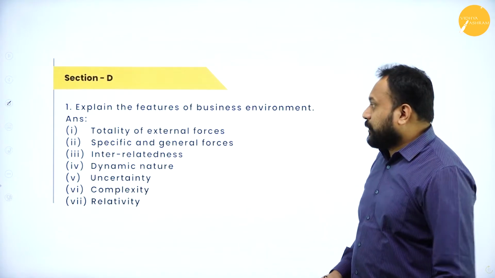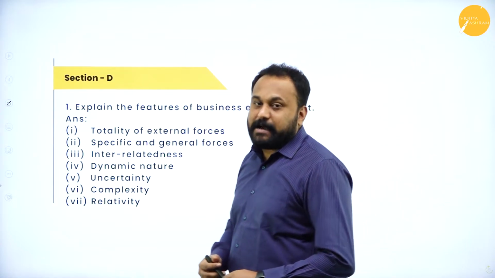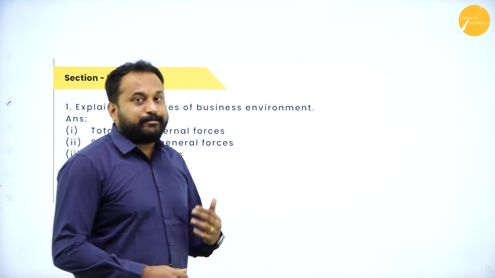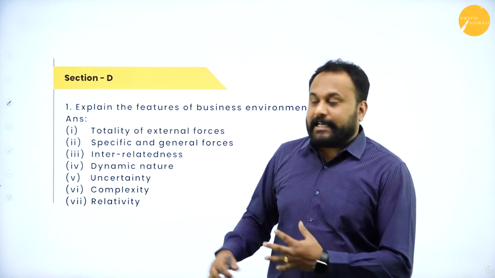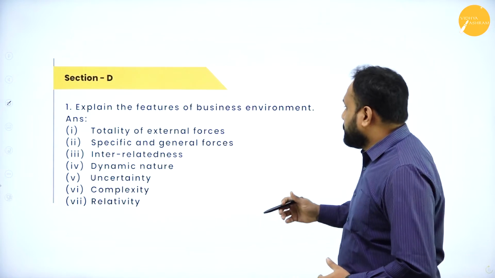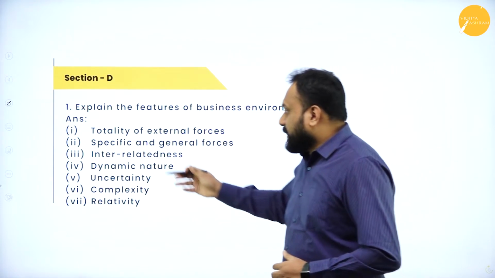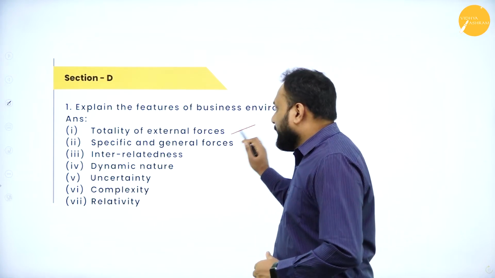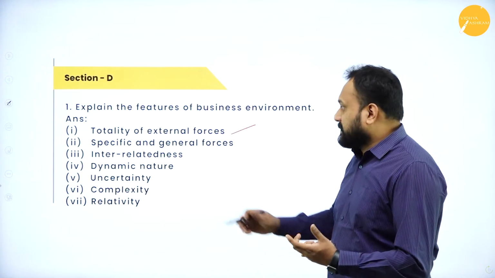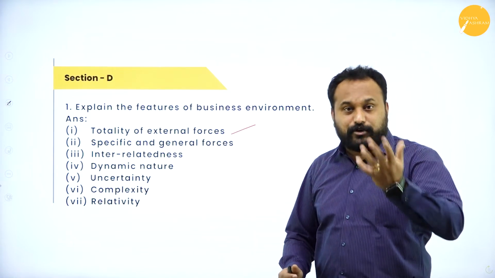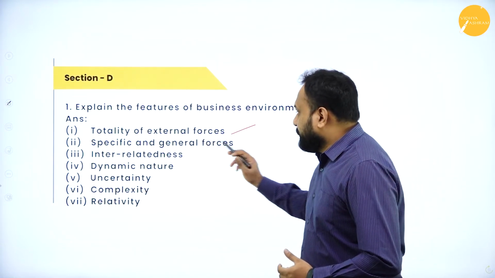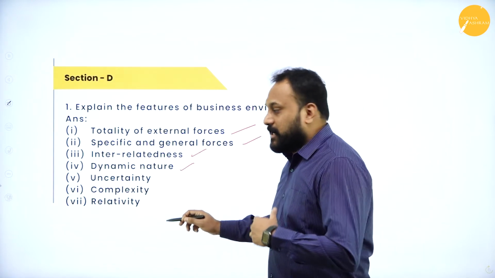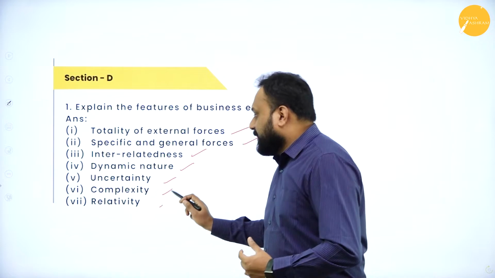Now, in section D, though you people will not be getting an 8-mark question, if you do get an 8-mark question, how you are supposed to write is what I am showing you here as an illustration. Explain the features of business environment. So here we have taken 7 of the features of business environment. The first one is totality of external forces, the same features which we have already written in the 4-mark question. Specific and general forces, interrelatedness, dynamic nature, uncertainty, complexity, relativity.